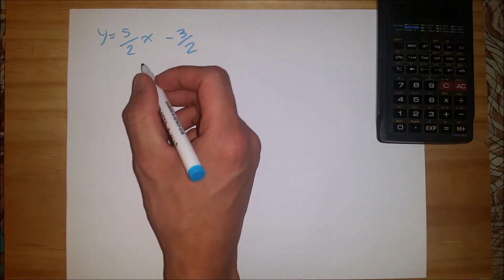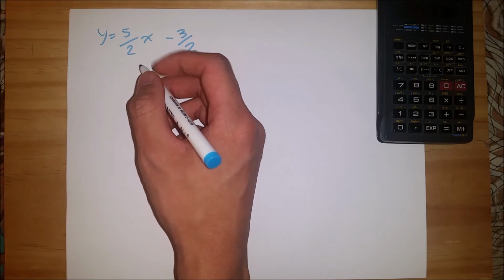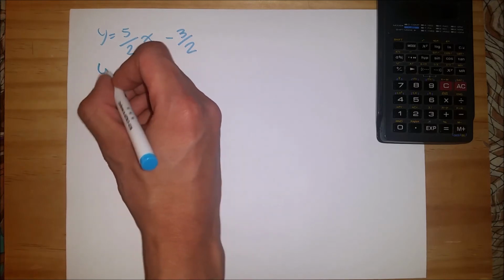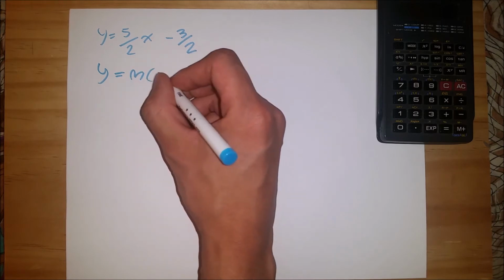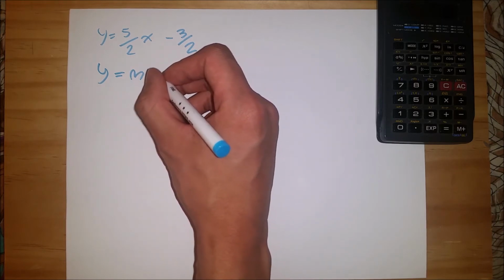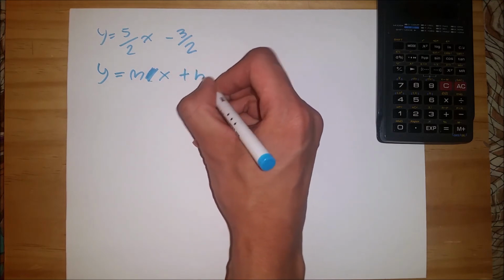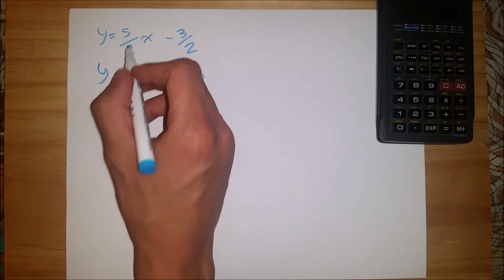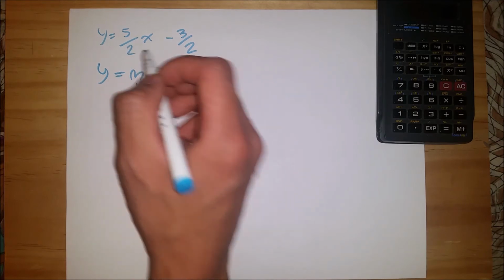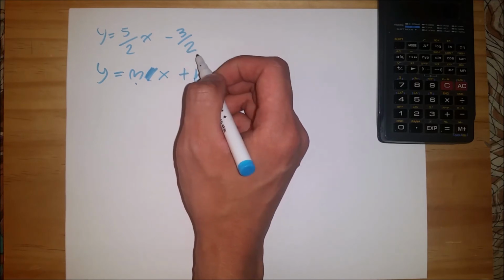So to graph this equation, remember from slope-intercept form, y equals mx plus b. The m is this one, the 5 half, which is the slope, and b is equal to negative 3 half. So b is the y-intercept.